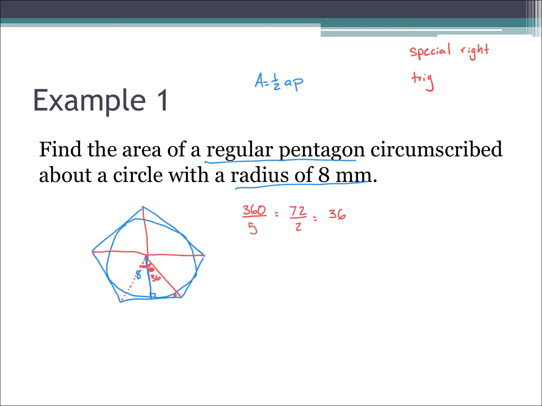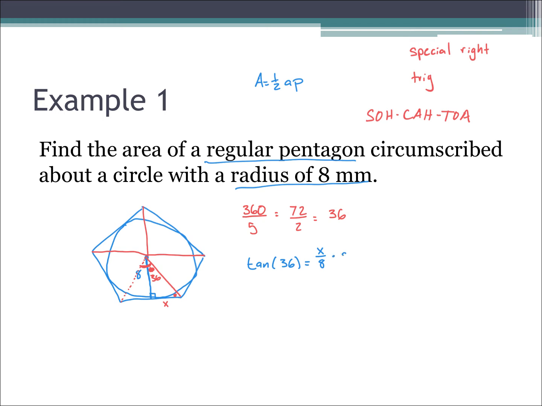Okay? Which means, as I'm looking at it, I can't use special right triangles, but I can use trig. So I'm going to use trig to solve for this side down here. So I have SOHCAHTOA. And I have 8, and I need x. That's going to be tangent because I have the adjacent side and I need the opposite side. So the way this is going to be written down is the tangent of 36 is equal to opposite over adjacent. It's going to be x over 8.